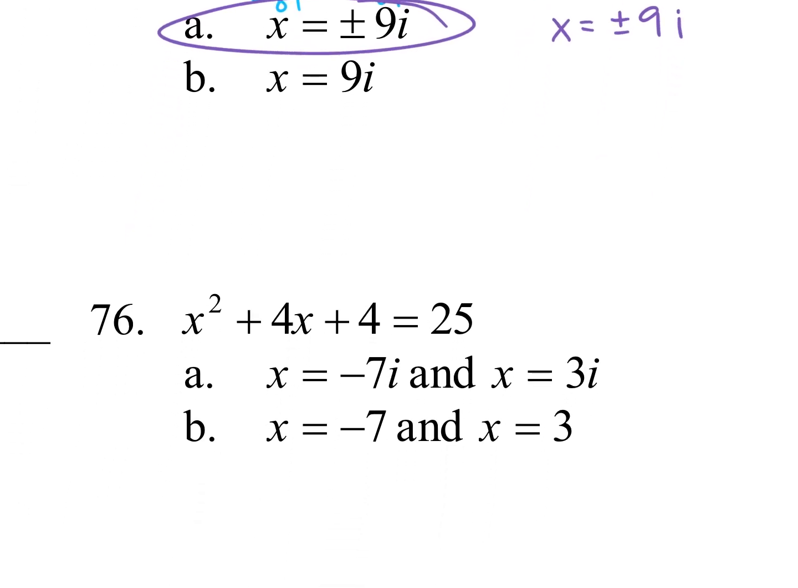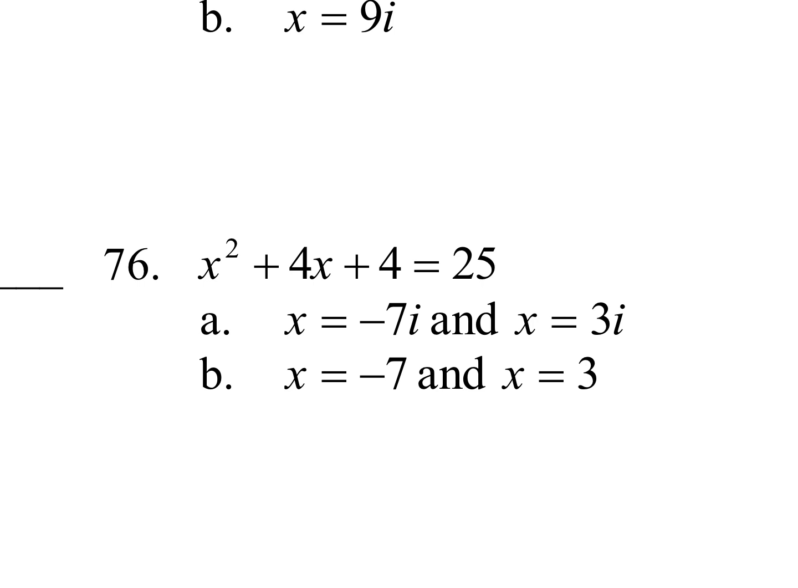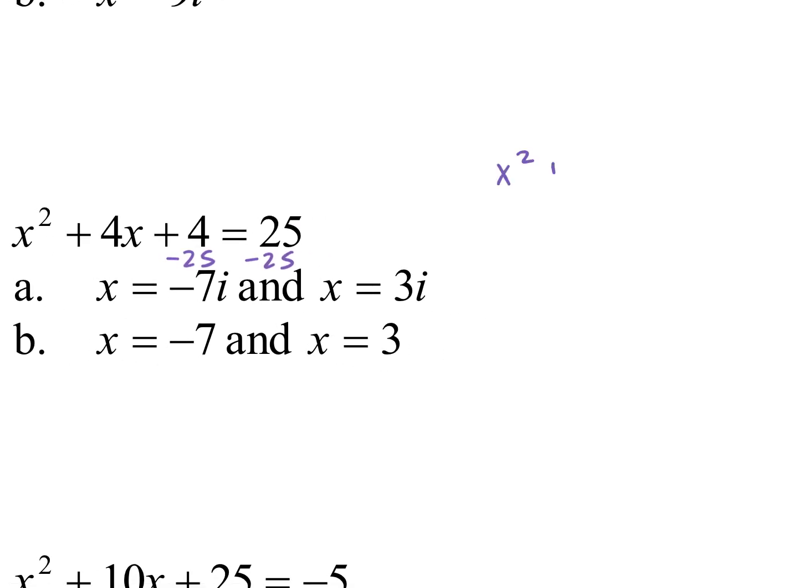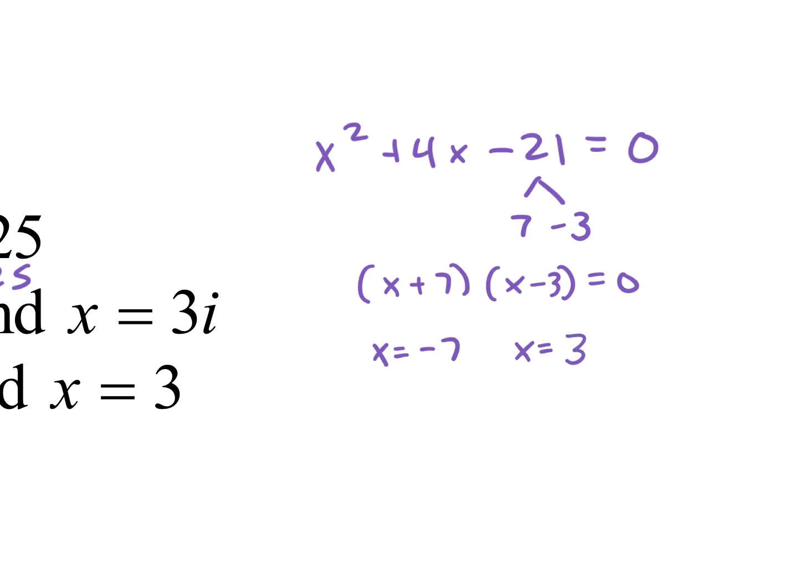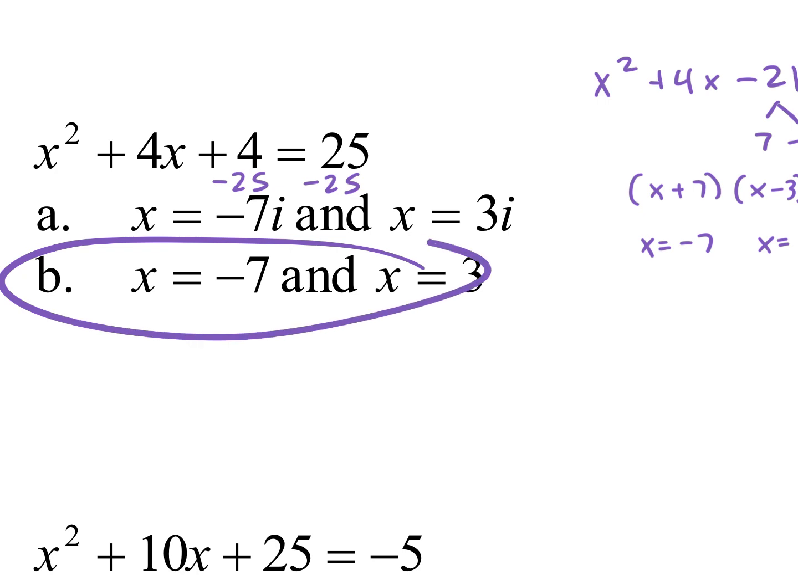All right, 76. What should I do first? Move the 25 over. So this would be x squared plus 4x minus 21. Then you get the 7 and negative 3. Perfect. Two factors of negative 21 that add to 4 would be 7 and negative 3. So x plus 7 and x minus 3. So what does x equal? x equals negative 7 and x equals 3. Perfect. So answer choice B.